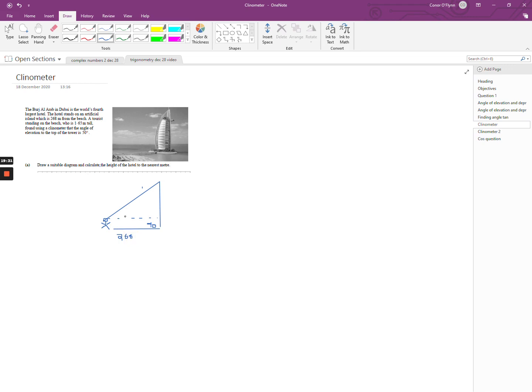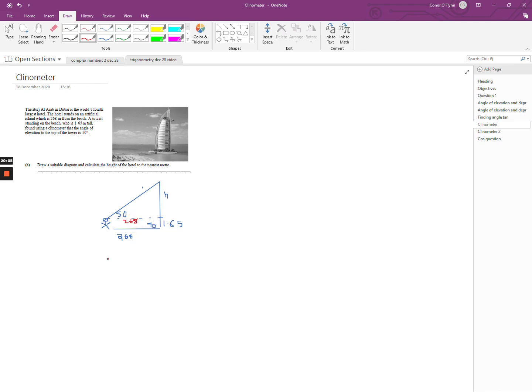This angle from his line of vision is 50 degrees. Okay, we're looking for the height of the hotel. So from here, we'll call that H, but we know his height, he's 1.65. Right, so we need to calculate the height of the hotel. So this here is 268 from where he's standing.